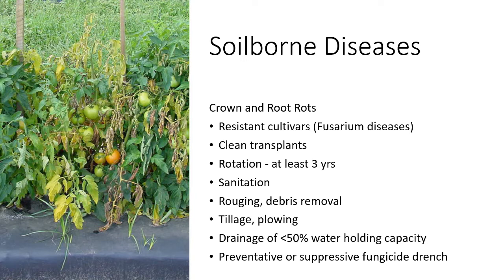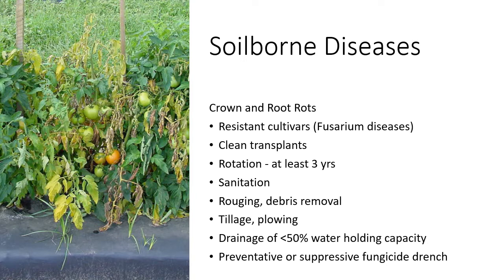In general, we manage the root and crown rots, or the soil-borne pathogens, with many cultural methods. Once those pathogens are established, it's extremely difficult. When possible, we will use resistant cultivars. So for Fusarium, we will have resistant cultivars, Fusarium wilt in particular. So if Fusarium wilt has been a problem in your high tunnel, you must absolutely begin with resistant cultivars. Unfortunately, we don't have resistance for many of the other diseases.